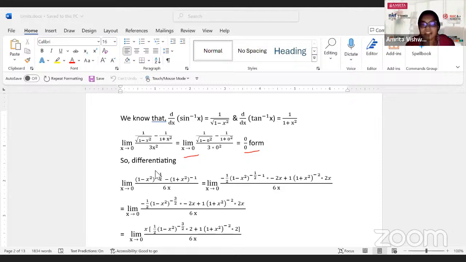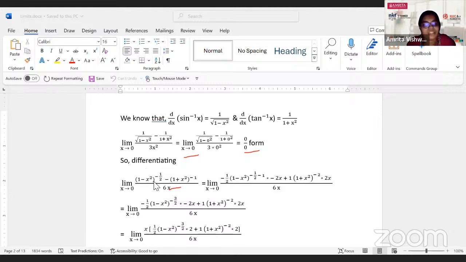So here, I'll be able to write 1 by root of 1 minus x square as 1 minus x square whole raised to minus 1 by 2. Because there is the root and it's below. So it's minus 1 by 2. And here I'll be able to write 1 by 1 plus x square as 1 plus x square whole raised to minus 1. And 3x square becomes 3 is constant. So 2 into x raised to 1. So it becomes 6x. So this is done.